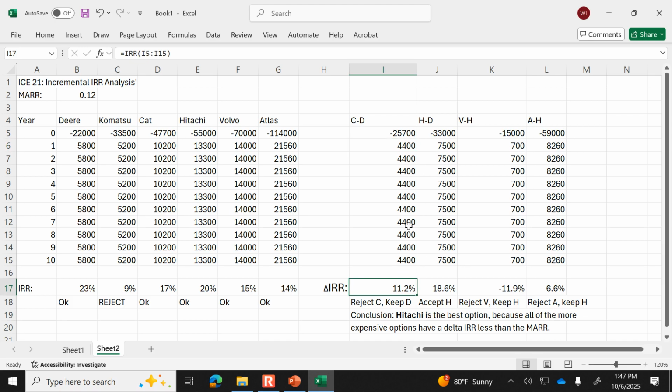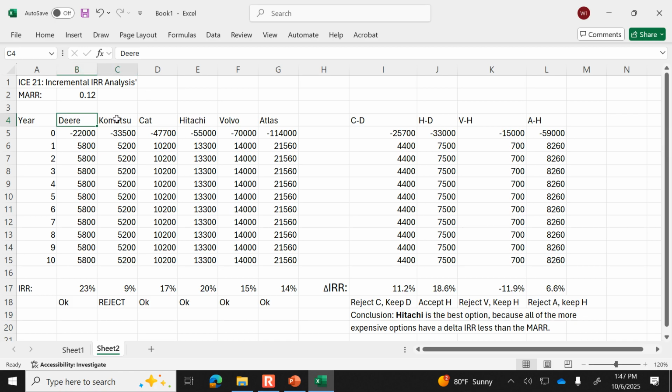So here, the increment between cat and deer is an 11.2% rate of return. If our minimum is 12, 11.2 isn't good enough. So that means we have to reject the more expensive alternative. So in the matchup of caterpillar versus deer, caterpillar loses. So deer remains champion out of the first matchup. The next one would be then deer versus the next most expensive one that we haven't rejected yet.